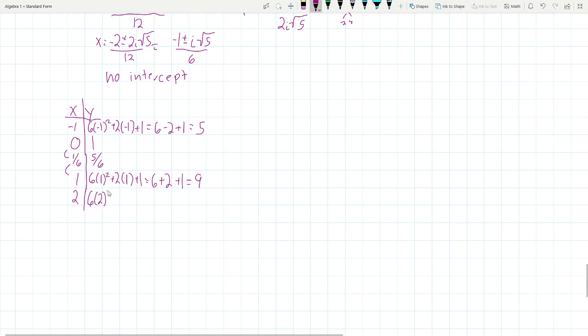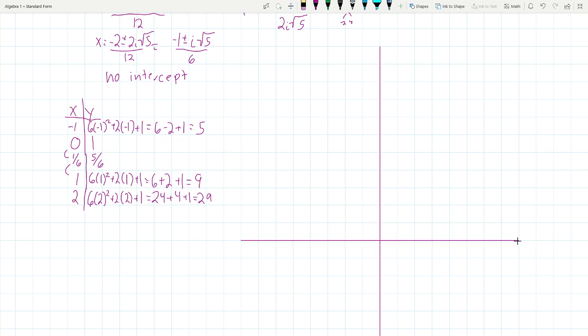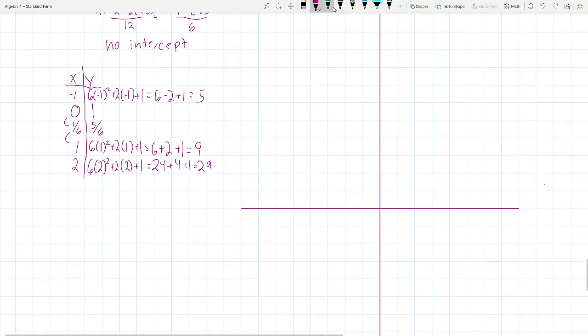6 times 2 squared plus 2 times 2 plus 1. 2 squared is 4 times 6 is 24. 2 times 2 is 4 plus 1. So 28, 29. Well, that escalated quickly. But now I can graph it. I'm not going to do all the way to 29, just in case you're wondering. But I can graph this.